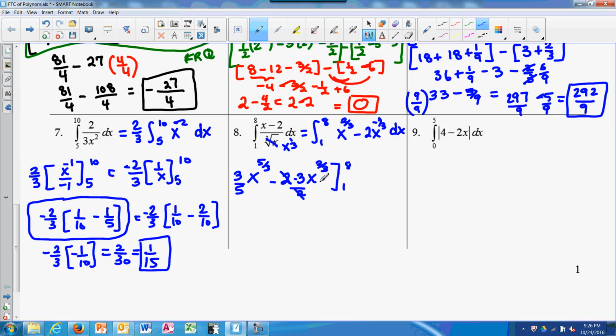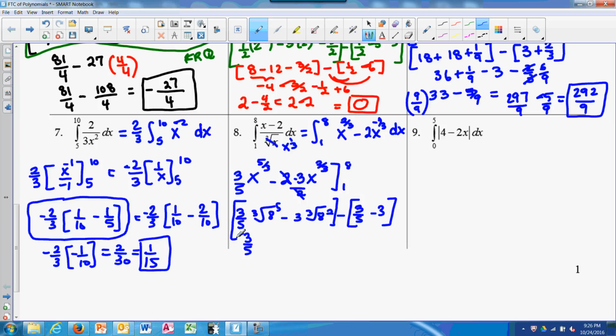From 1 to 8. So I have 3/5 times the cube root of 8 to the 5th, minus 3 times the cube root of 8 squared, as my top part. And unfortunately for the bottom part, substituting in 1 always just gives me 1. So I just have 3/5 minus 3. And that's my free response answer.